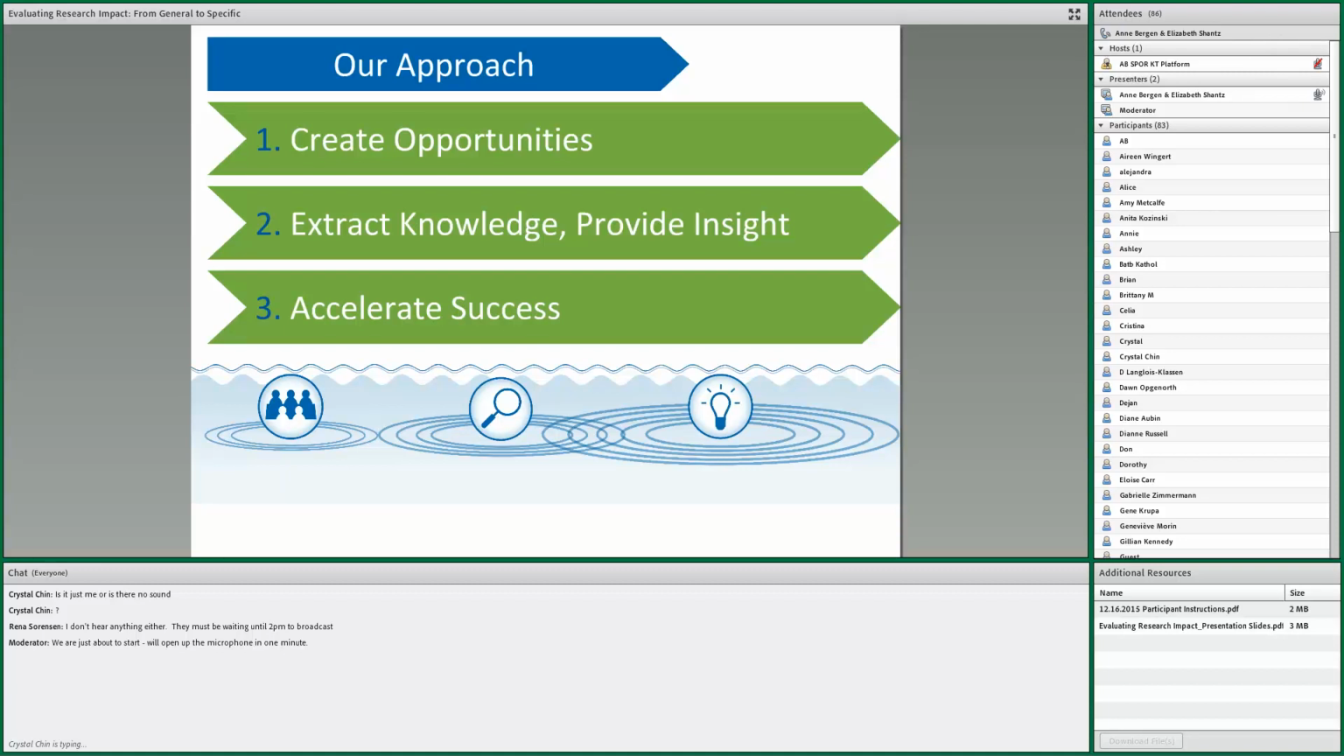And as Anne mentioned, we recently finished up an evaluation of the research projects that we funded since our creation in 2001, and we're going to be referring to this evaluation as an example throughout the presentation.